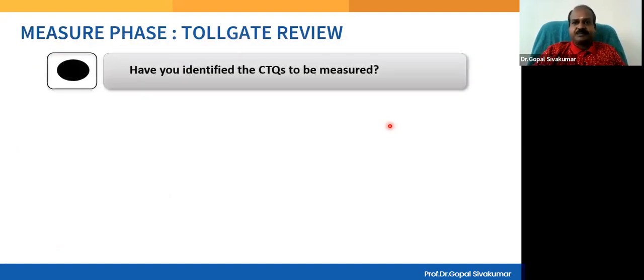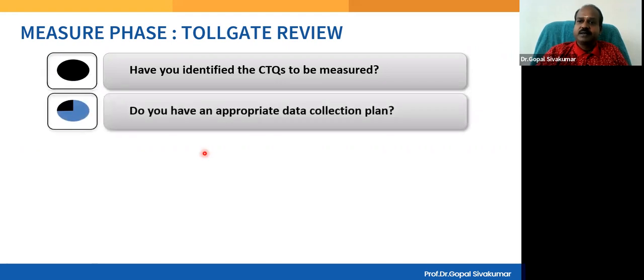First question, have you identified the CTQs? Then only data collection plan can be worked out, isn't it? So you already defined the problem. Have you correctly identified the CTQs or not? That's the first question you should be able to answer. Do you have an appropriate data collection plan?